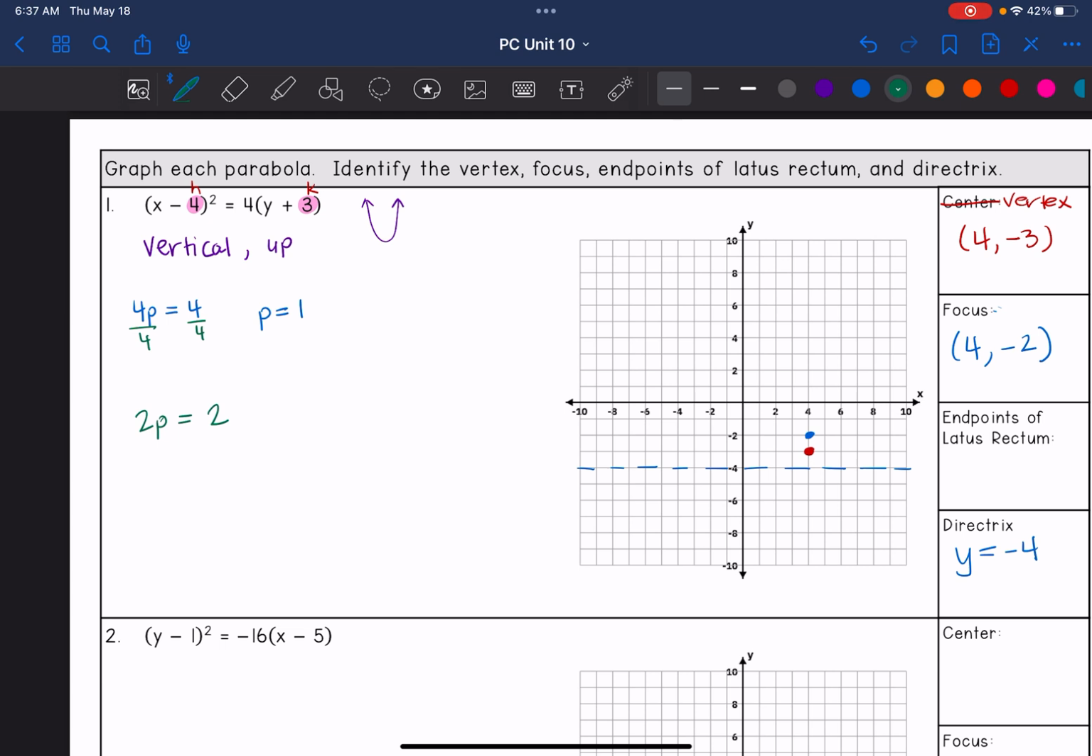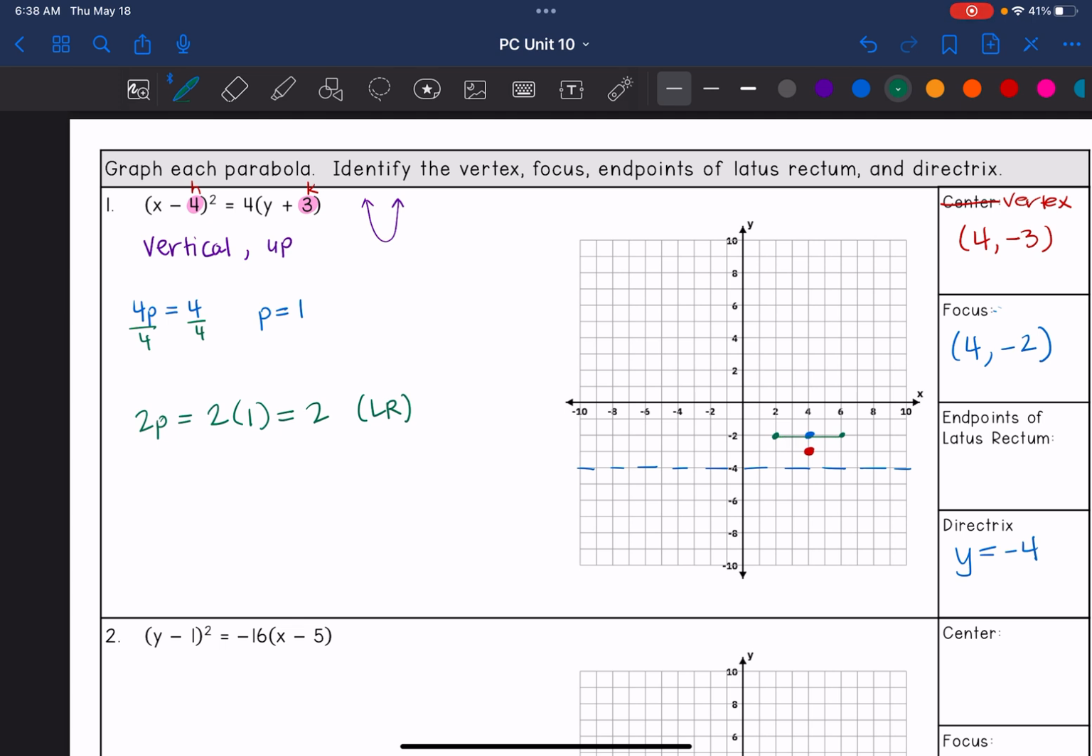Or we should do this: 2P equals 2 times 1, which equals 2. So I'm going to put LR for latus rectum. We're going to move 2 away from the focus. So the focus was this blue one. So we're going to move 2 to the left and 2 to the right, just like that. And I'm actually going to draw the line in. That's how wide our parabola needs to be.